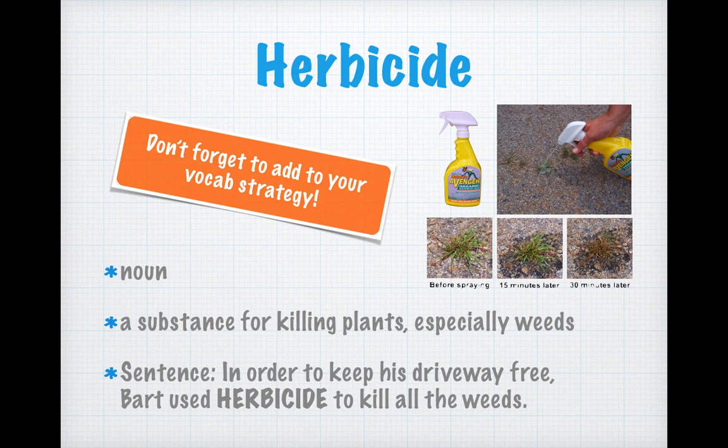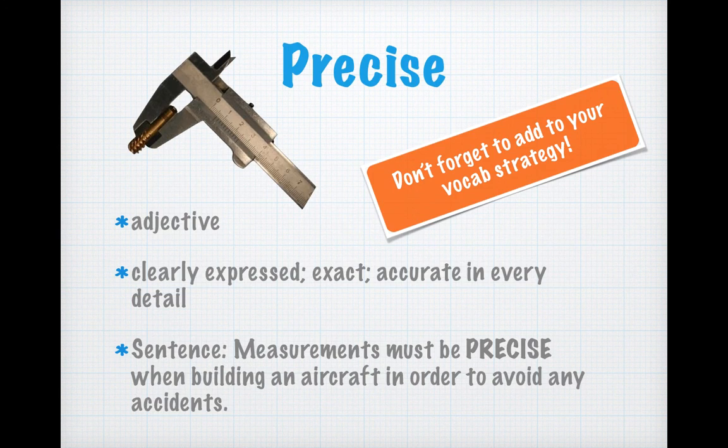The next word, we need to make sure we know the difference between it and concise because they're very similar. This next word is precise. Precise is an adjective, and it means clearly expressed, exact, accurate in every detail. Your sentence says measurements must be precise when building an aircraft in order to avoid any accidents.